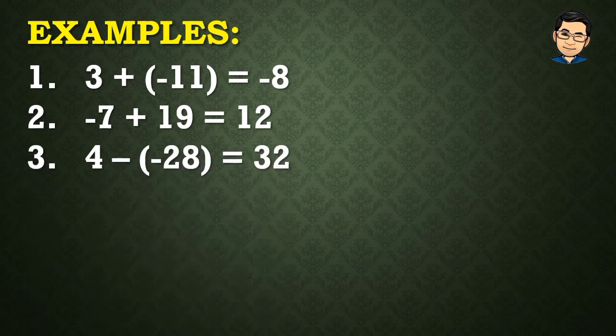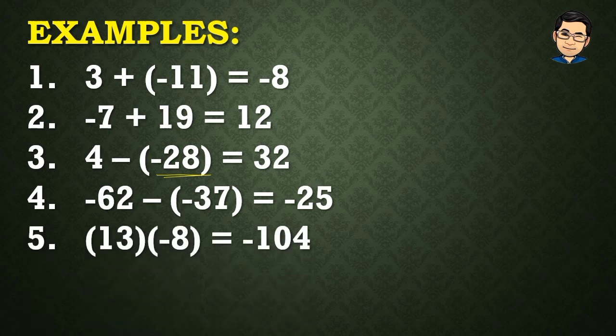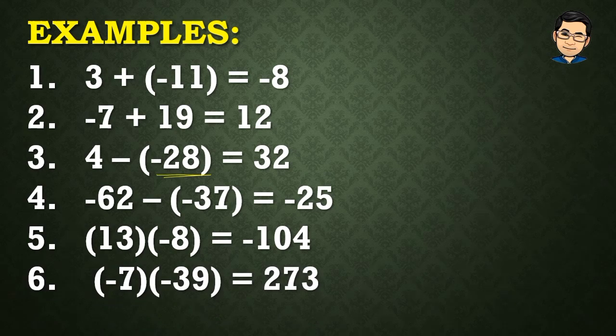And then 4 minus negative 28, that is equal to 32, kasi papalitan natin yung sign ng negative 28 na magiging positive and then we proceed to addition. And then negative 62 minus negative 37, that is equal to negative 25. And then for multiplication naman, 13 times negative 8 is equal to negative 104. Remember yung rules natin sa multiplication of integers and division of integers, pareho lang. And then for number 6, negative 7 times negative 39, that is 273.